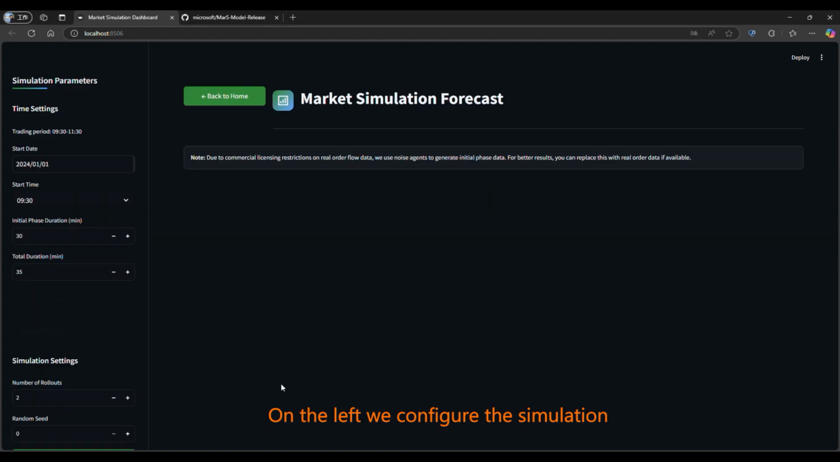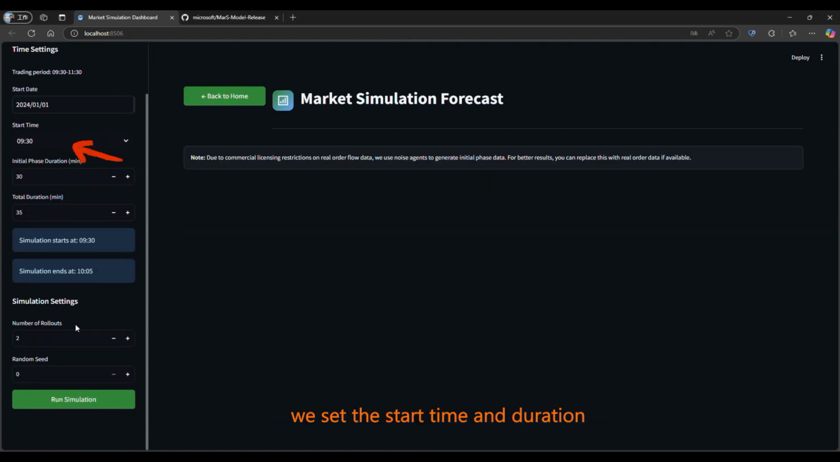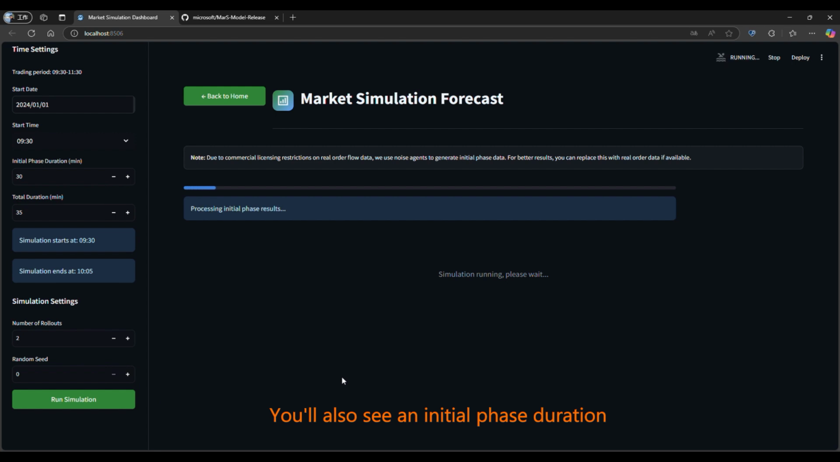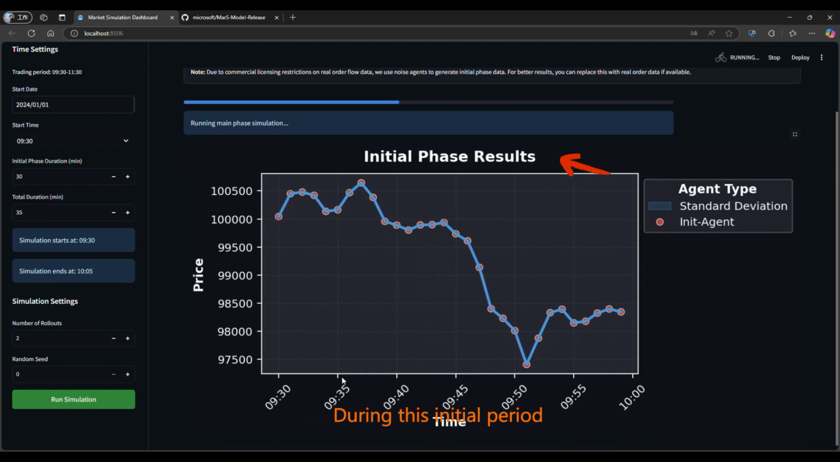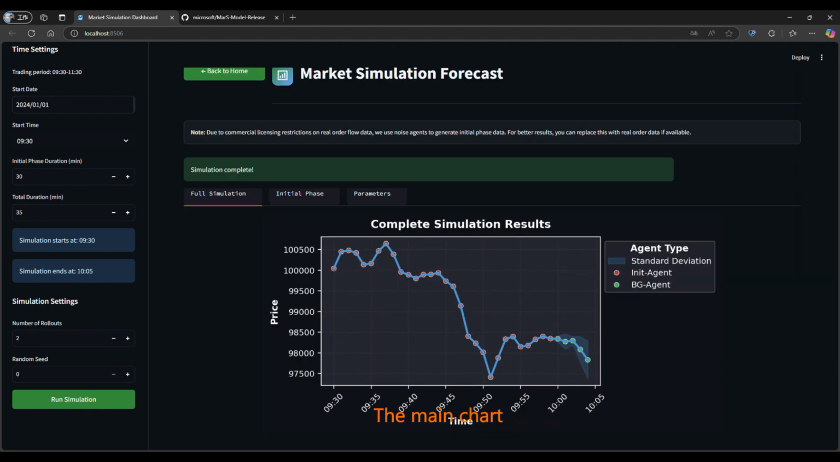On the left, we configure the simulation. We set the start time and duration, the number of rollouts, which means how many independent simulations will run. You'll also see an initial phase duration. During this initial period, we use a basic noise agent to establish a starting market condition. The main chart visualizes the results from all the simulation runs.